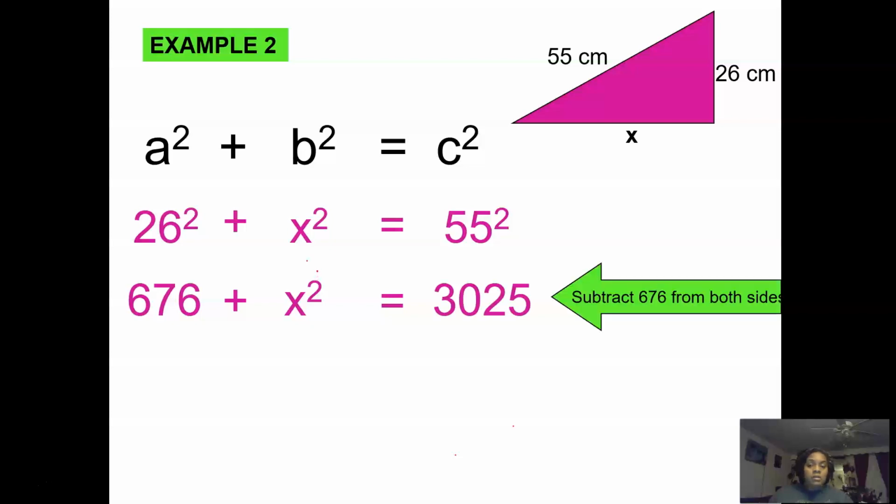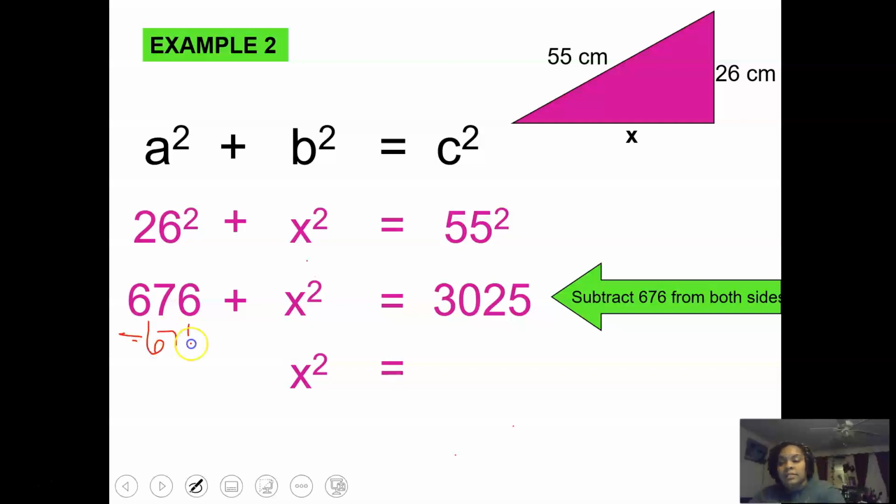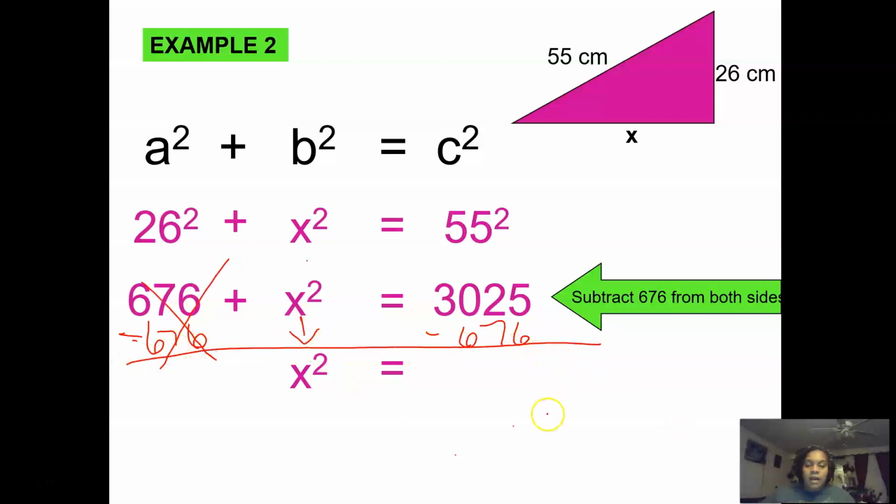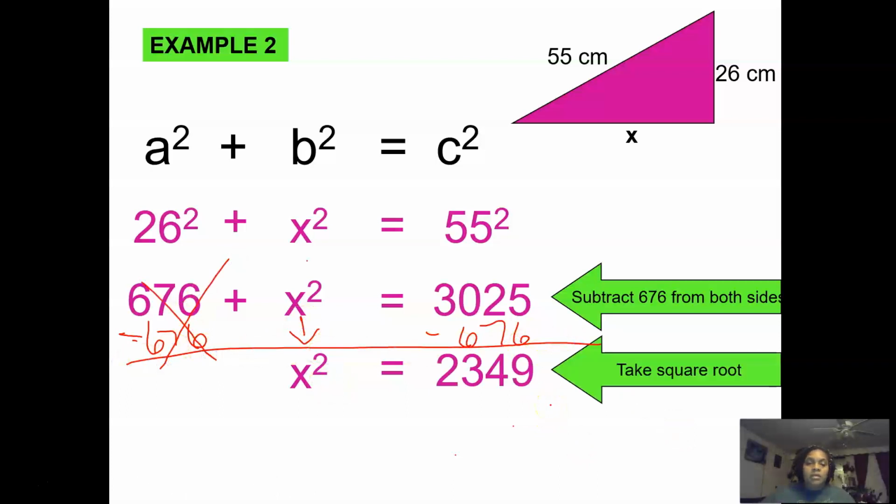Then, just like you would solve an equation, you subtract 676 from 3025 because you need to get the variable by itself. So you subtract 676, as my arrow indicates. This one cancels out, you bring down your x squared, and 3025 minus 676 gives you 2349. Now you have x squared equals 2349.